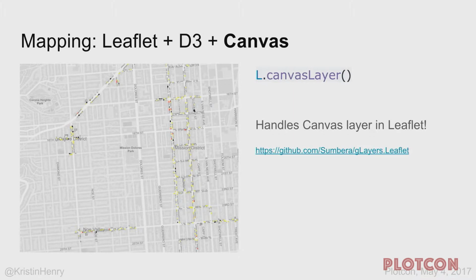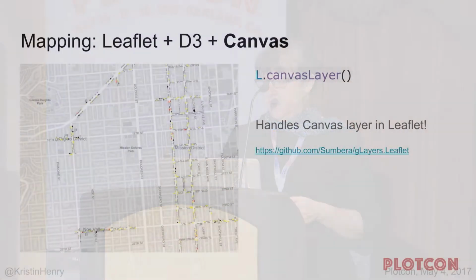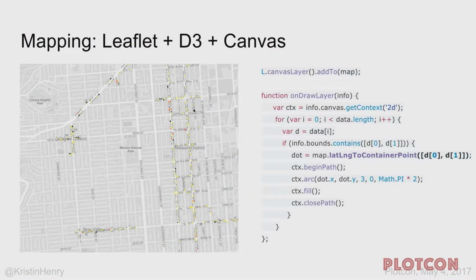Then I was given a much bigger data set. I was like, okay, SVG just won't work anymore. So I started diving into using Canvas with Leaflet and mapping, and discovered this great open source solution called Canvas Layer. My slides will be online, so you'll be able to find the link. This looks a lot like drawing to canvas in D3. It's almost exactly the same. So that was an easy transition for me to make.